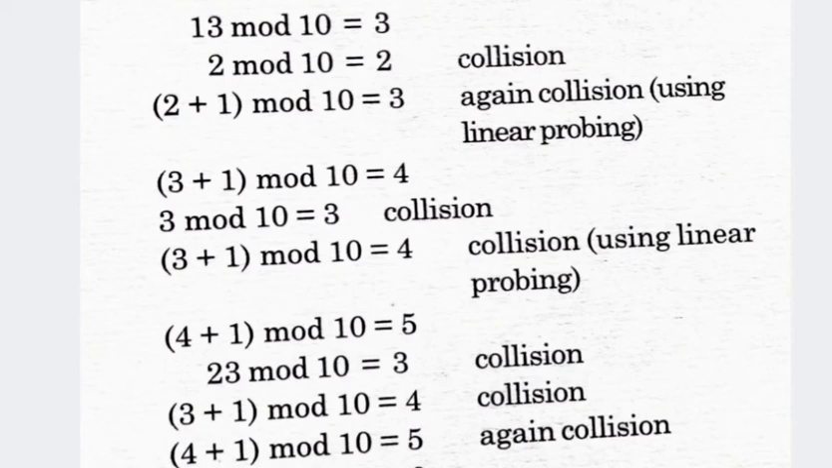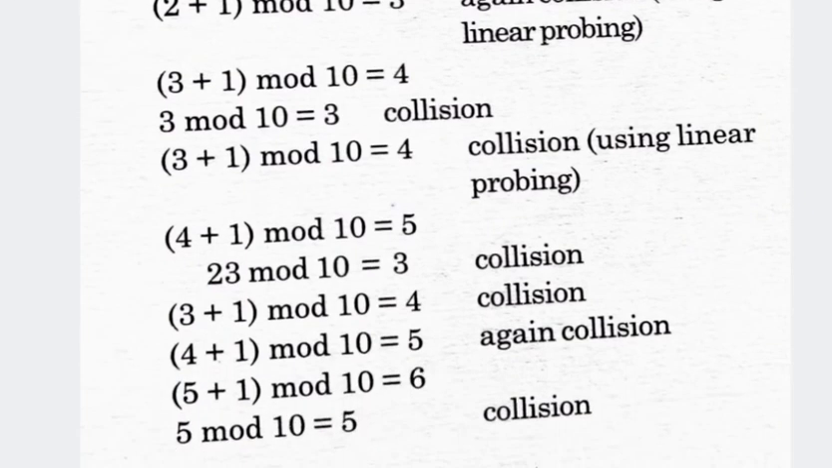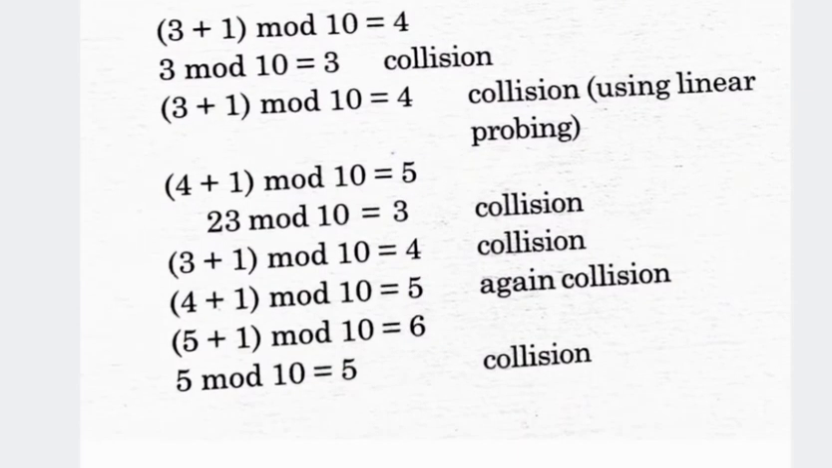Now we get again, for the element, 3 mod 10 is equal to 3. Now it is also again creating a collision. Now we use linear probing and it contains the fourth index. After the fourth element we get (4 plus 1) mod 10 is equal to 5. Now we get 23 mod 10 is equal to 3. It again contains a collision. And now again we do (3 plus 1) mod 10, that is equal to 4.